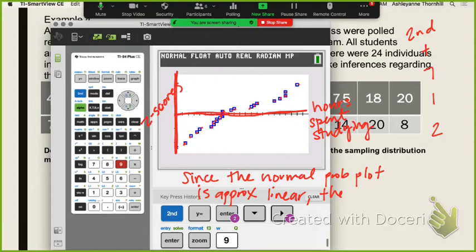Is this another criteria? Okay, so number 2. No, this is number 2, the graph was number 2. This is all number 2, the graph and the sentence that goes with it: the hours spent studying is approximately normal.